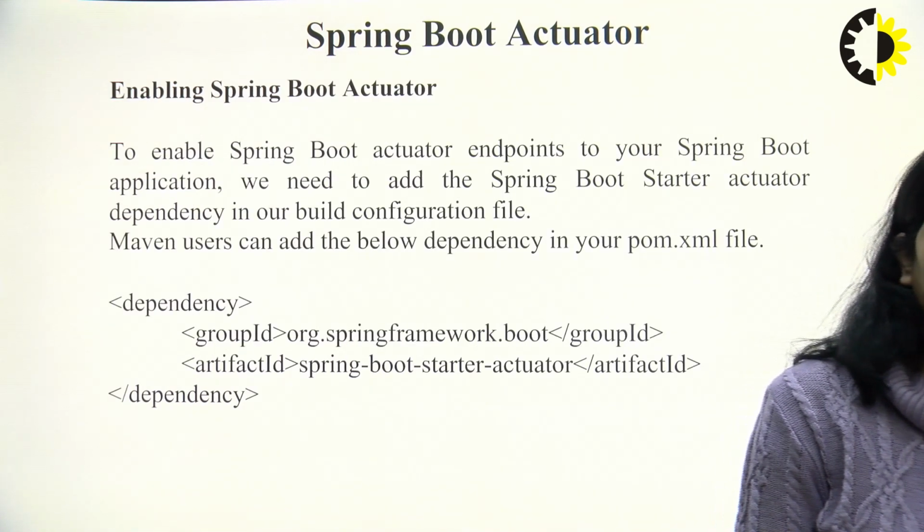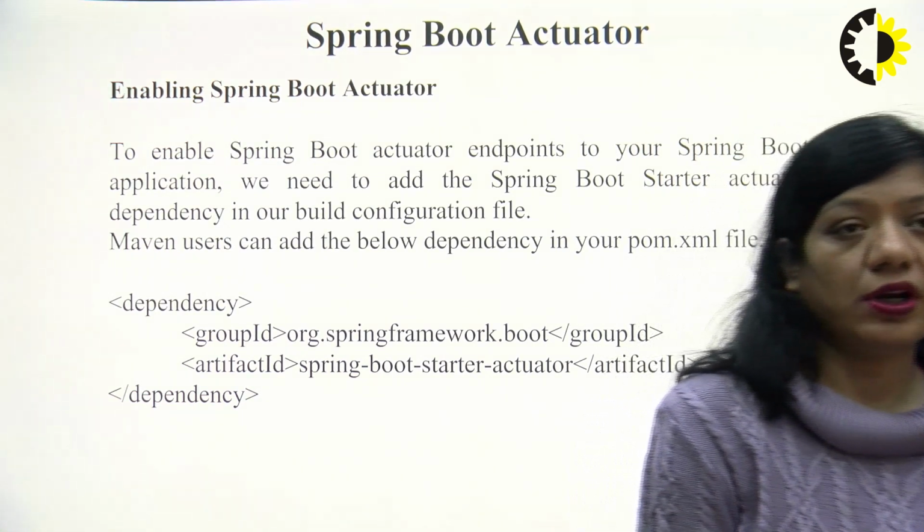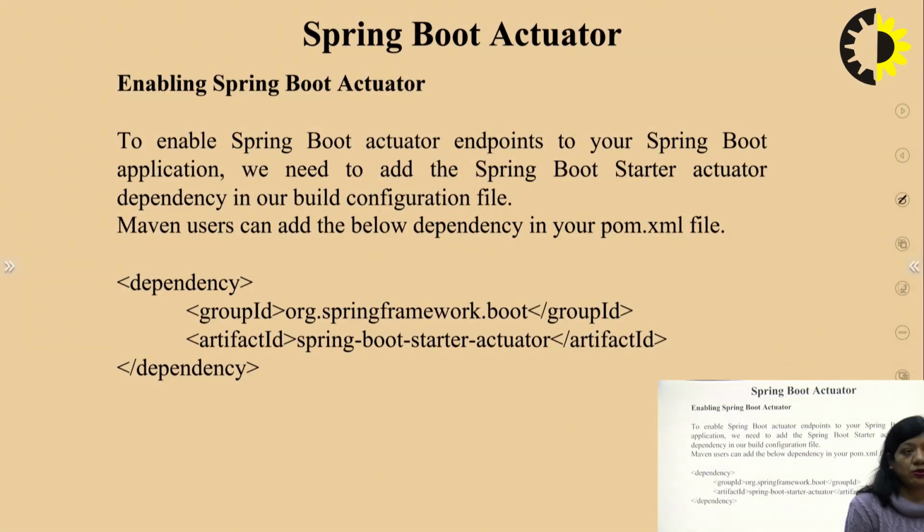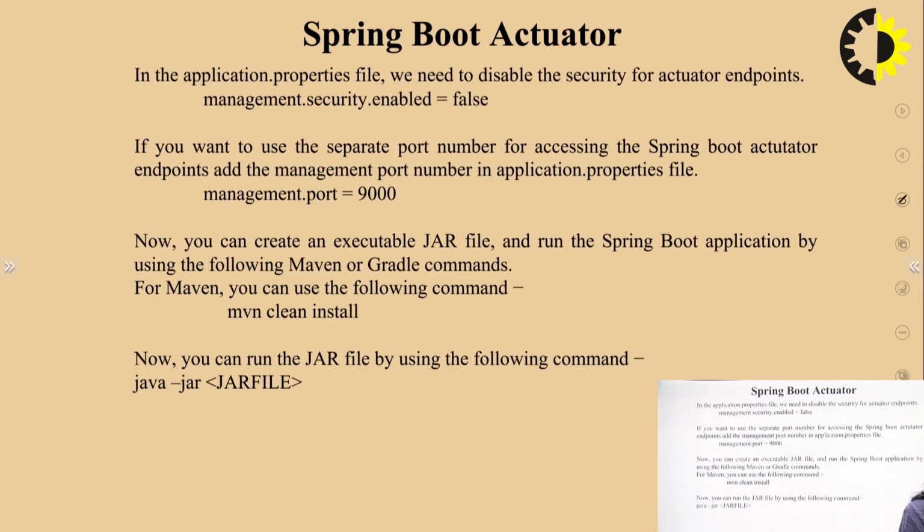Before using Spring Boot Actuator, first of all, we need to enable it. So how can we enable Spring Boot Actuator? To enable Spring Boot Actuator endpoints in your Spring Boot application, we need to add the Spring Boot starter actuator dependency in our build configuration file. Maven users can add the below dependency in the pom.xml file. We will mention the group ID and artifact ID, and by this we can start our Spring Boot actuator.